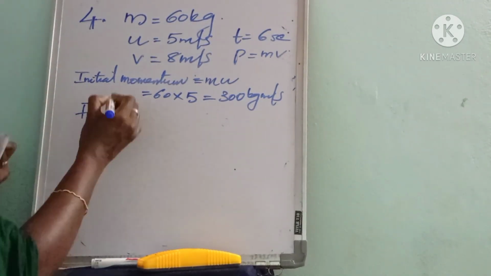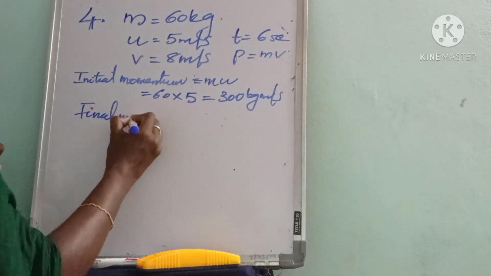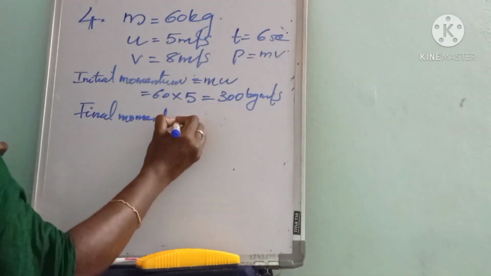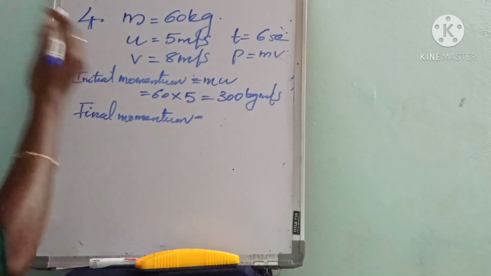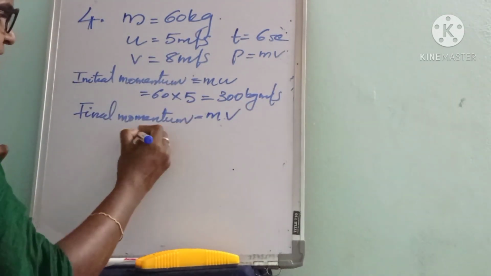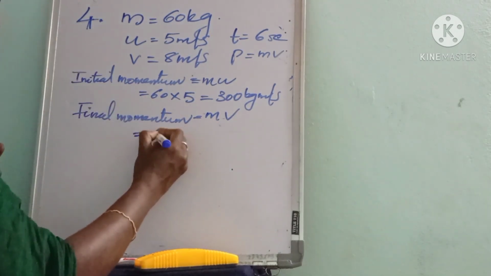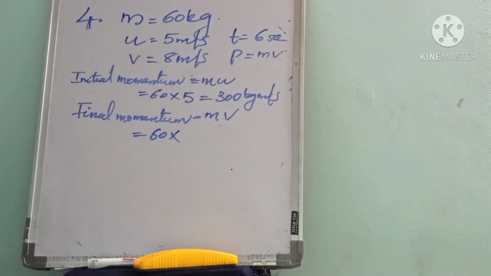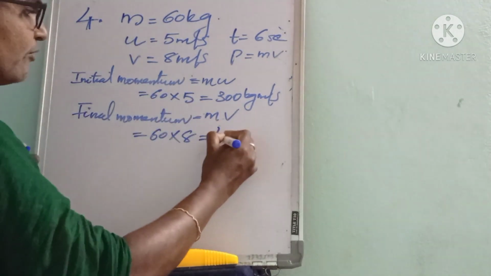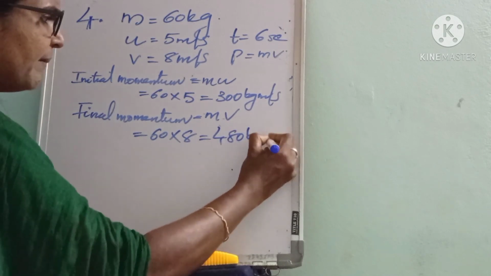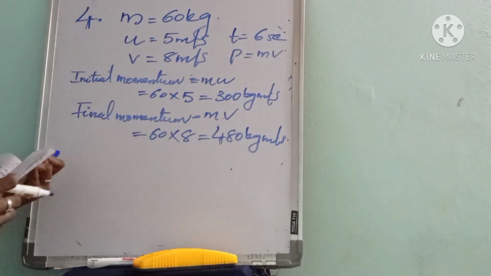Next we have to calculate the final momentum. What is final momentum? Mass into final velocity, that is m into v. So mass is same, 60 kg into final velocity 8. That will give 480 kilogram meter per second.